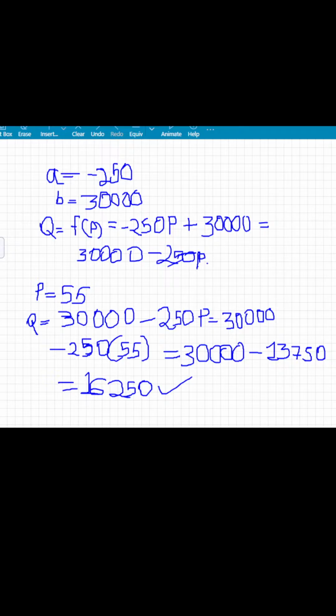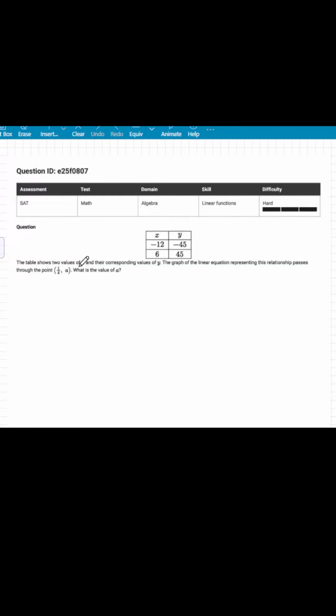Okay, now let us go to the next question. In the next question, this is another question based on linear functions. We are given this table with x and y. For x equal to minus 12, y is equal to minus 45, and for x equal to 6, we have y equal to 45. The table shows two values of x and their corresponding values of y. The graph of the linear equation representing this relationship passes through the point 1 by 4 comma a. What is the value of a?